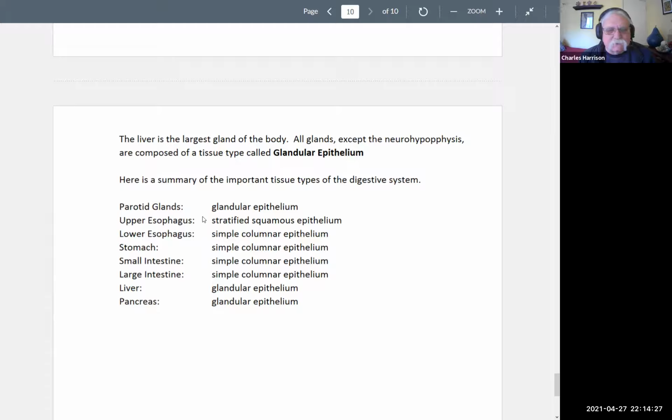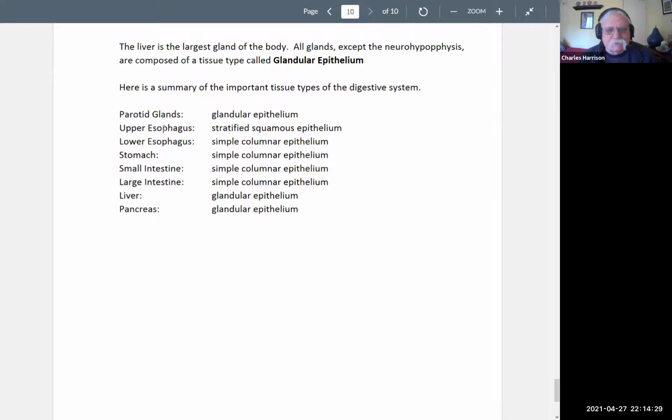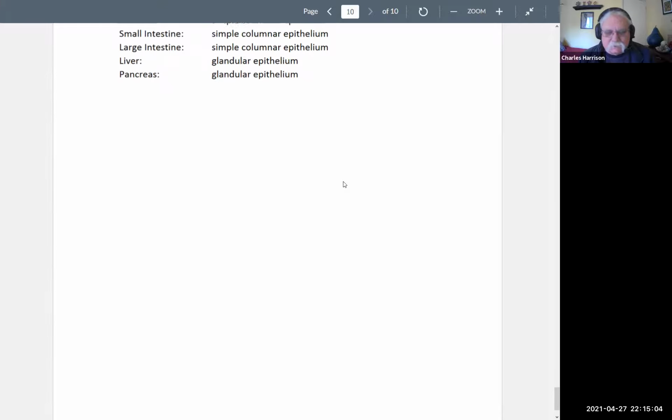Here's a summary I threw together, listing the things that we just looked at and the type of tissue they're composed of. Parotid glands, glandular epithelium. Upper esophagus, stratified squamous. Lower esophagus, stomach, small intestine, and large intestine, all simple columnar. And the liver and pancreas, both glandular epithelium.